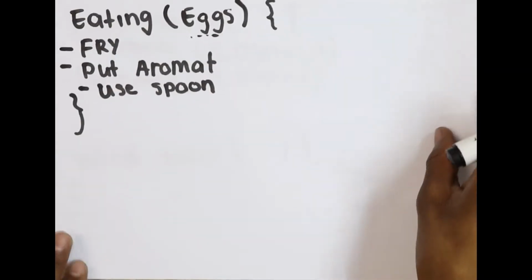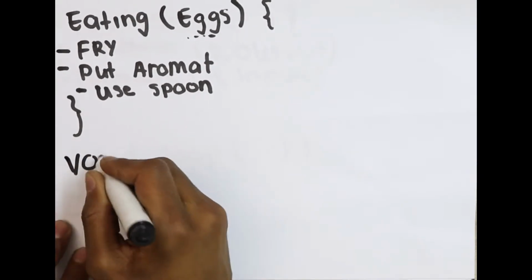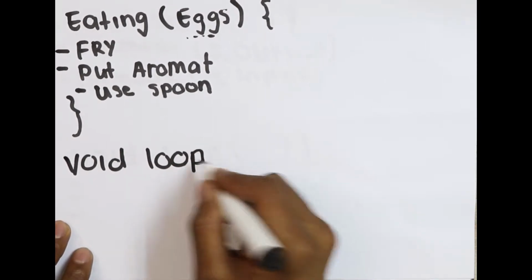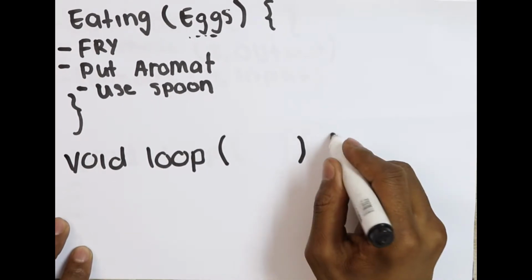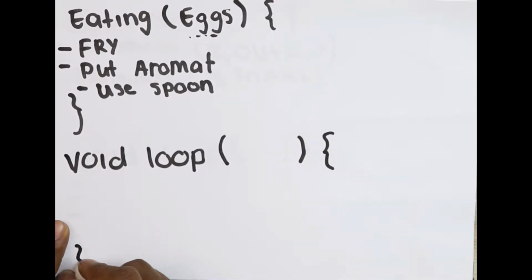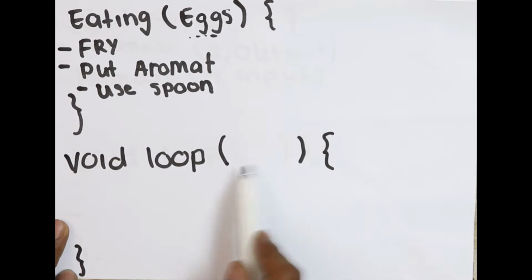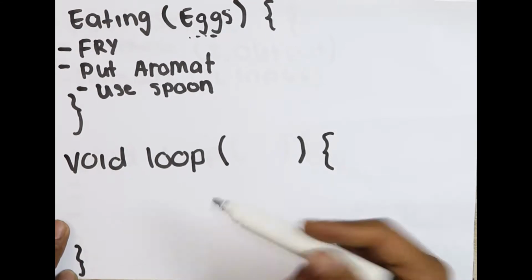So in this example, let's say we have now void loop, and then you have your brackets. All right, so since I want to explain what these brackets do: void loop just means that repeat this particular task.